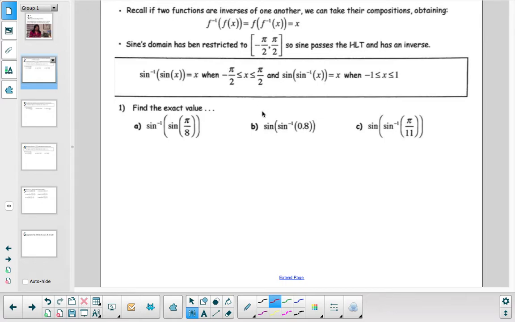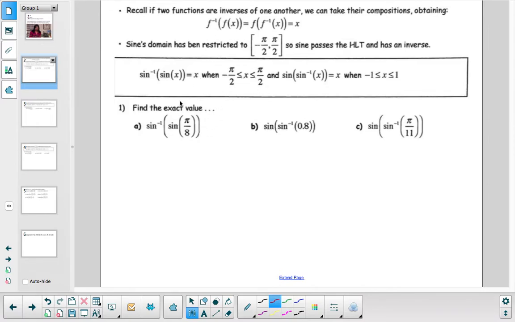So when we find the exact value of questions like these, where I'm taking a sine and inverse sine, whether this be inside or this be inside, you just have to check, does it fit within the range? Does it fit within the domain of each? And if it doesn't, sometimes you can still get an answer. It's just not necessarily going to be super easy. But pi over 8 is between negative pi over 2 and pi over 2.